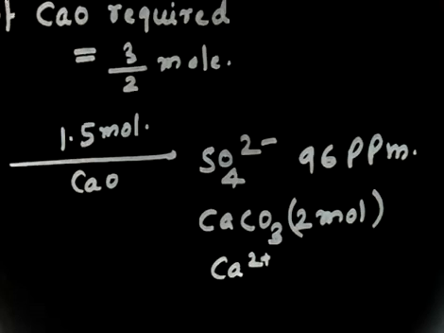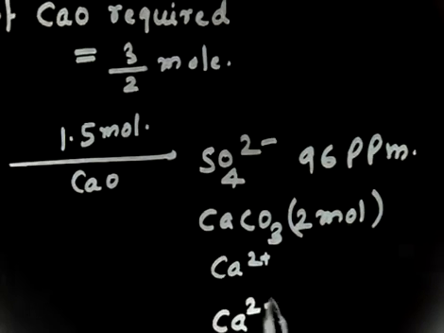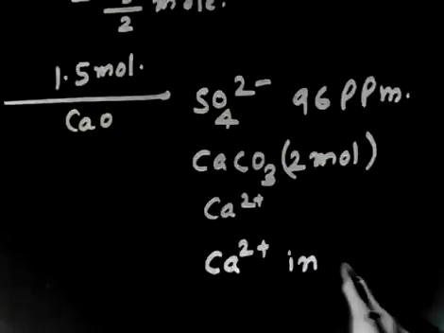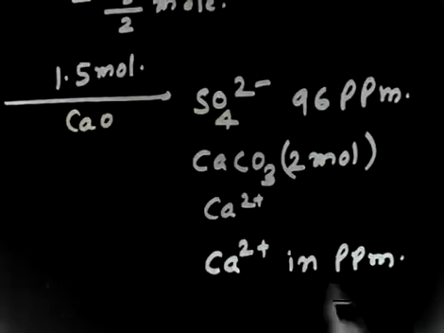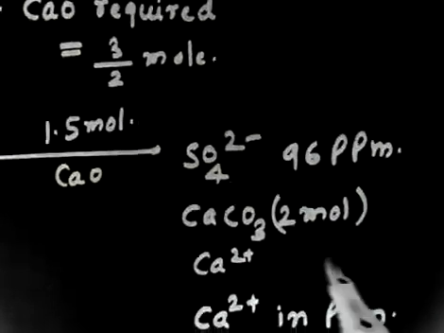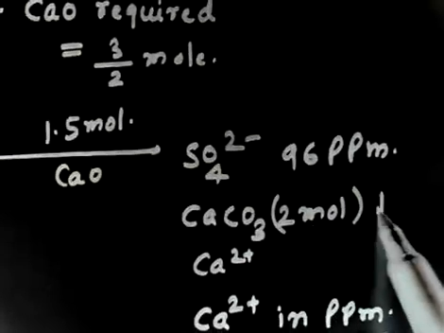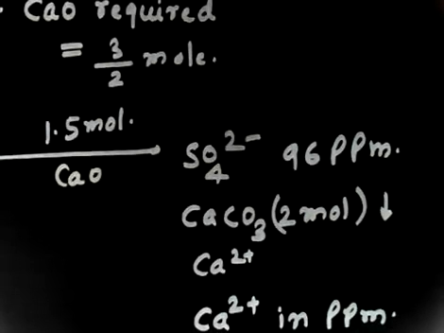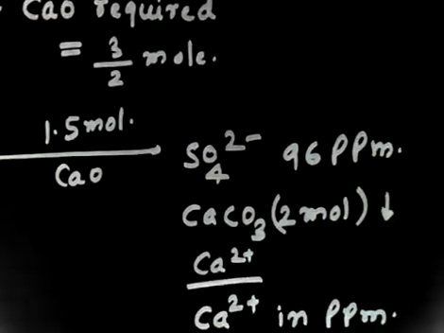Now the question says, if the 1000 kg of water treated above with calculated CaO, what will be the concentration of residual Ca2 plus ion in ppm? So now we have to find what is the concentration of Ca2 plus in ppm. So residual Ca2 plus. Now you see, this CaCO3 is basically solid, so this will get deposited, it gets precipitated. Now we have to find what is the Ca2 plus that is remaining in the solution.